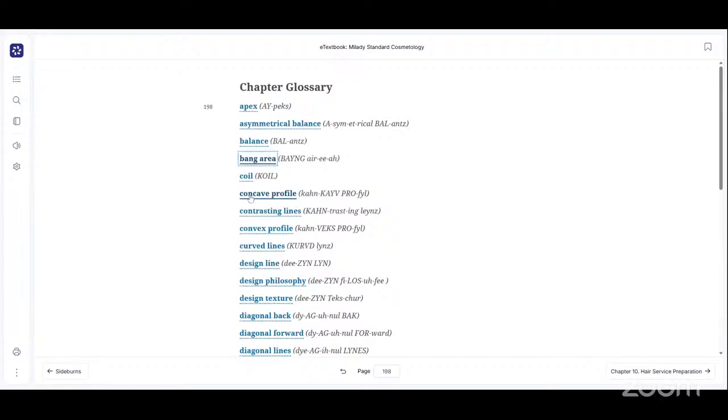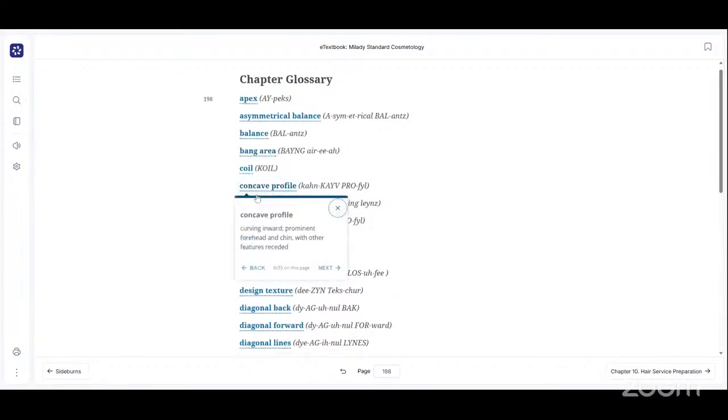All right. Concave, curving inward, convex, curving outward. Curving inward means that those facial features look like they're kind of sunken in a little bit. And convex is where those features look like they're protruding outward. Whereas with concave, your nose may look flatter. Convex looks like your nose is sticking out. Same thing with the lips, the eyes.